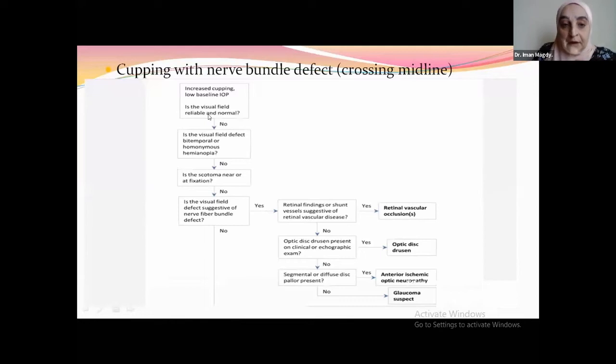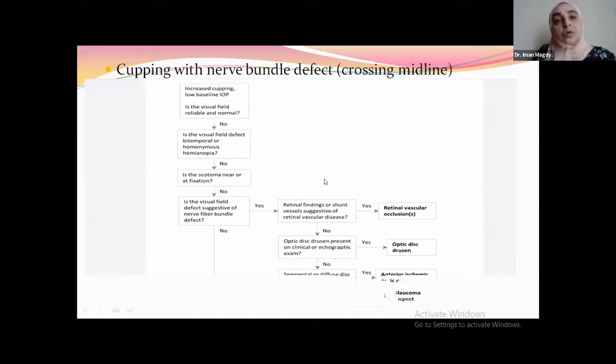Is the visual field reliable and normal? No. Is it vertical, bitemporal, homonymous? No. Is it close to fixation? If no, then we have the more common arcuate nerve fiber bundle defects. These are arcuate defects, usually crossing the vertical midline, and before we say it's a glaucoma suspect, before we attribute these arcuate defects to suspicion of glaucoma, we have to exclude retinal vascular occlusions, optic disc drusen, and anterior ischemic optic neuropathy. These are excluded mainly by clinical examination.